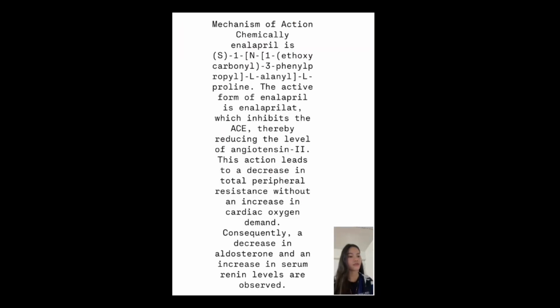So, the mechanism of action of enalapril: the active form of enalapril is enalaprilat, which inhibits the ACE, thereby reducing the level of angiotensin 2. These actions lead to a decrease in total peripheral resistance without an increase in cardiac oxygen demand. Consequently, a decrease in aldosterone and an increase in serum renin levels are observed.